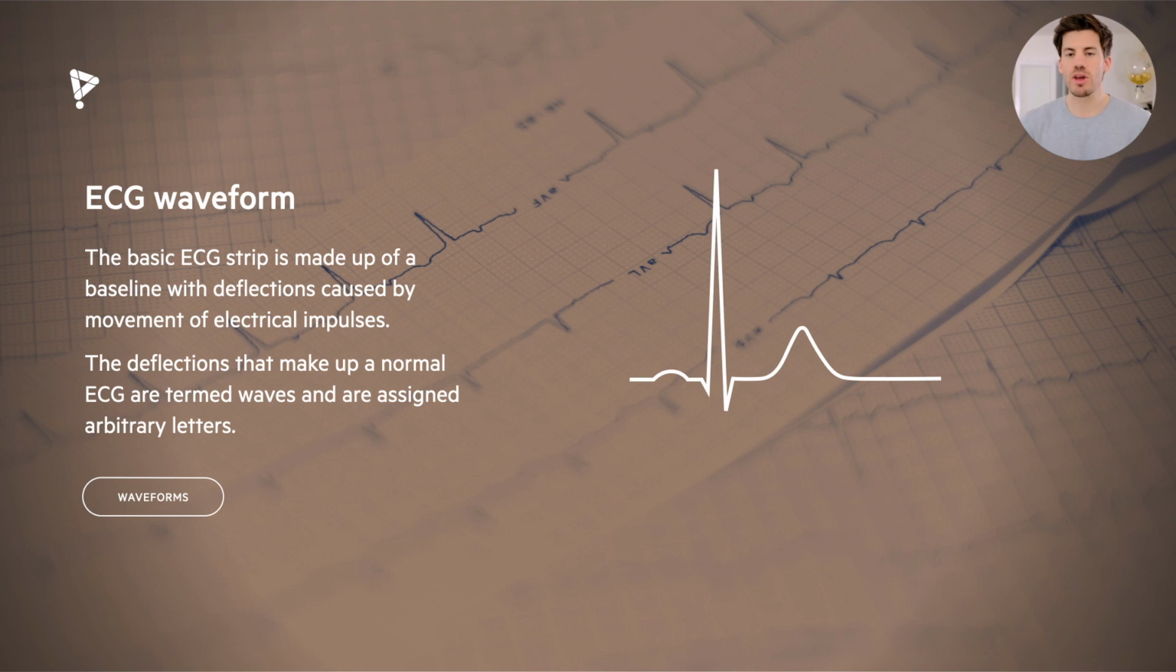The deflections that make up a normal ECG are termed waves, and they're assigned arbitrary letters. We could just look at an ECG and say there's a positive deflection there, a negative deflection there, positive there. But what makes it easier is that rather than saying all these different deflections up and down, we say this is the P wave. This is the QRS complex. These are different arbitrary letters to help us communicate what the ECG means much easier. So let's look at the waveform.